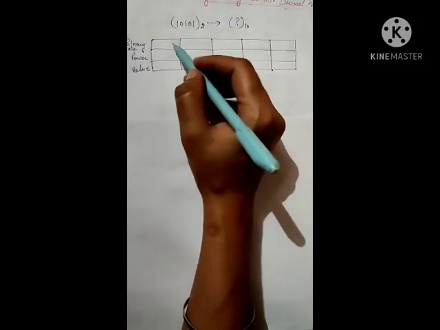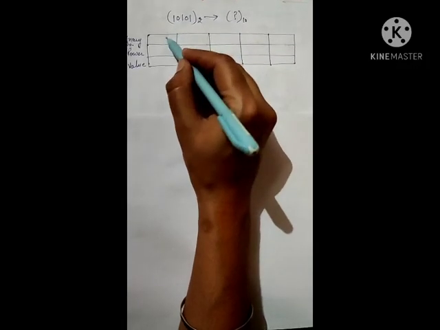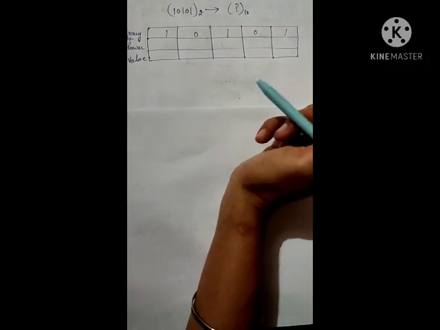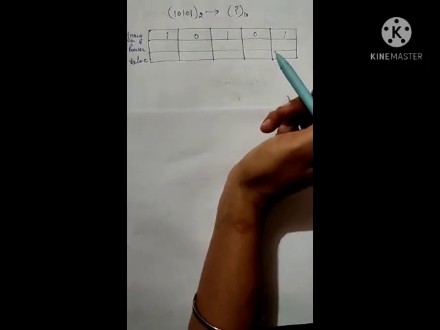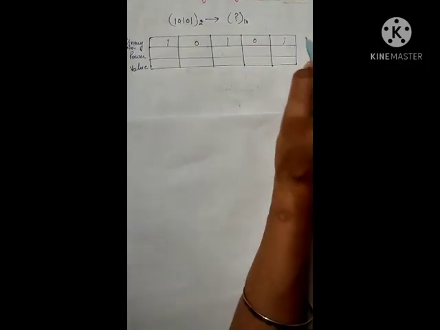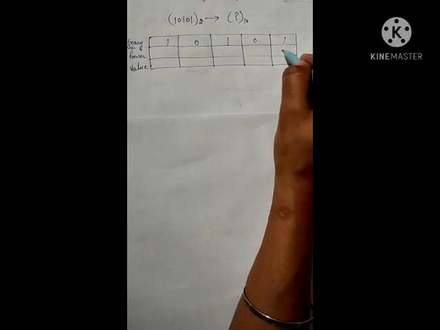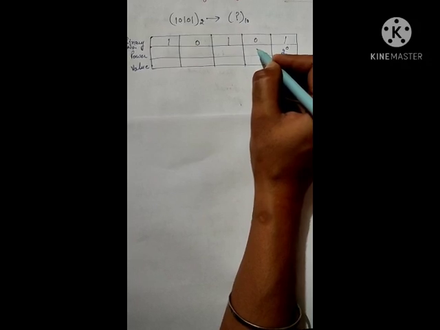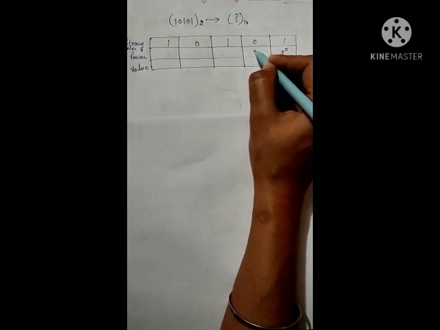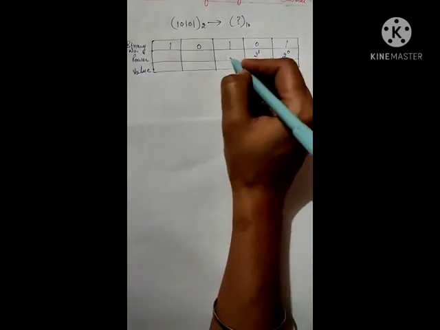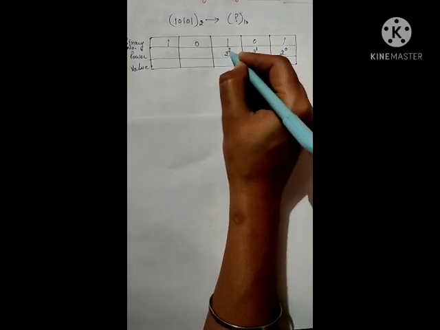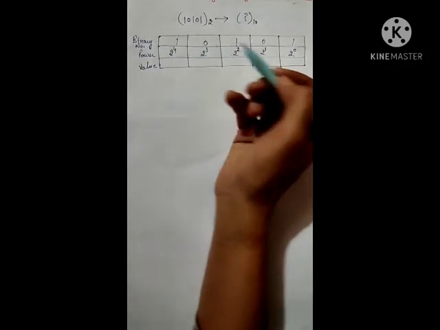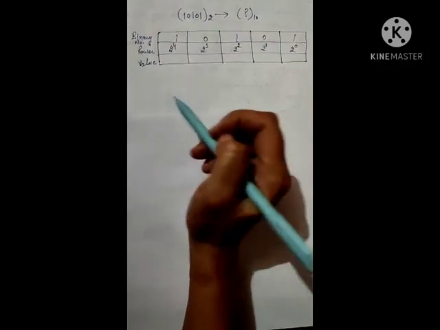So we write here this number 1 0 1 0 1 like this. And we start the power of 2 from the right side. It starts with 0. 2 is raised to power 0. 2 is raised to power 1. 2, 3, 4, and so on.